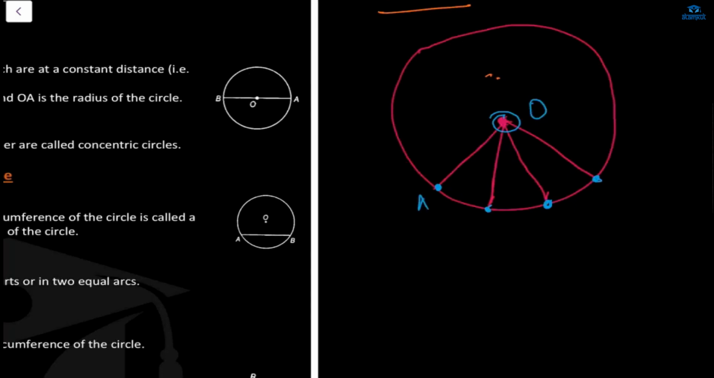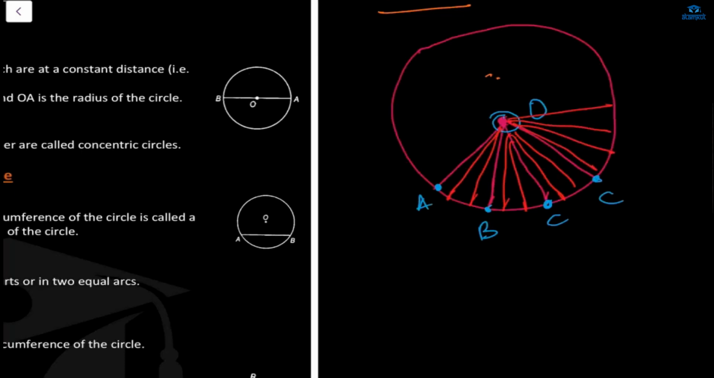These points A, B, C, there are so many points in fact. There are not only these points, there are so many points which are equidistant from the point. And it is on a plane, because this is a two-dimensional figure. A circle is drawn on a plane, on a paper. If you are drawing it in a three-dimensional figure, then it is a sphere, not a circle.